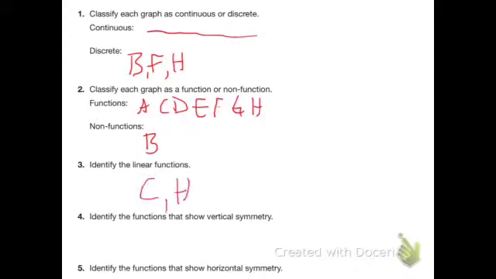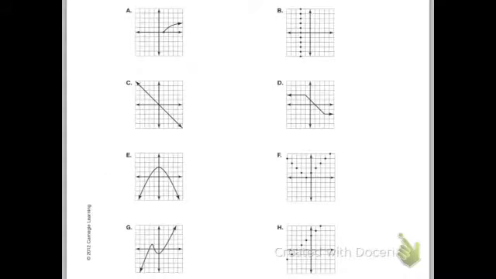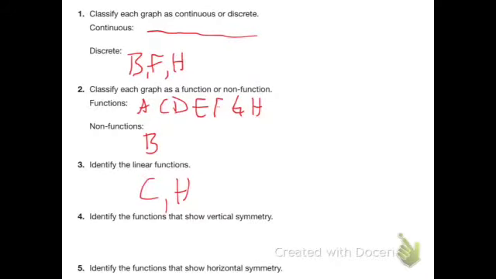Number 4, when you identify the functions that show vertical symmetry. So basically in all of these, just kind of draw a line down the middle, about where you could fold it over. On pretty much all of them, there's no symmetry, because when you fold it over, it doesn't match up. But when you get to E, and when you get to F, you can fold each side of those on top of each other. They're a reflection. Okay, that would mean it has vertical symmetry. So, that one is just going to be E and F.